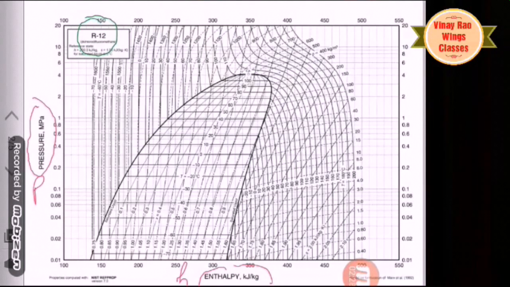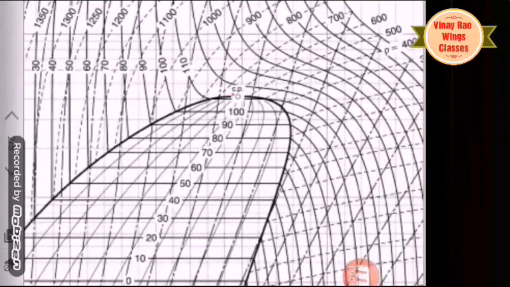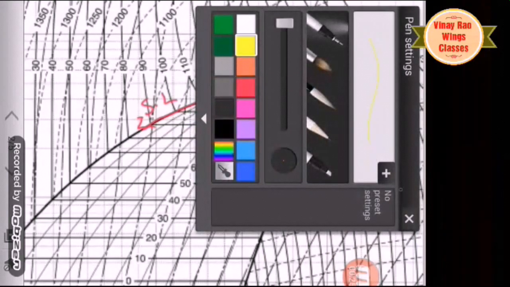This is the pH diagram. Next there are some enthalpy values, and in this chart there is a critical point. I will explain this one. This is the critical point, denoted by CP. From the critical point, the left side line is the saturated liquid line, and the rightward line is the saturated vapor line, and some other lines are also there.